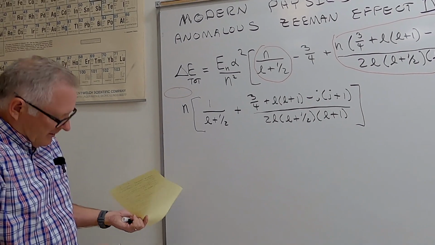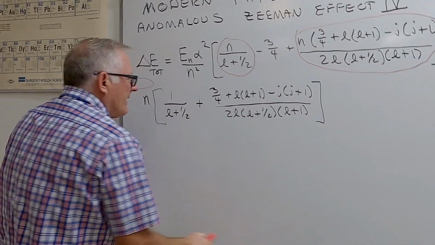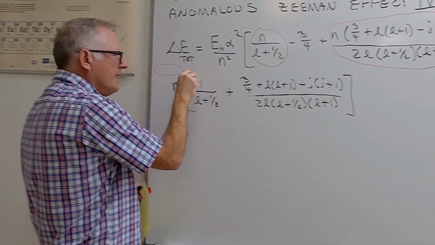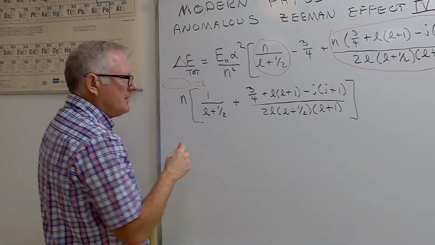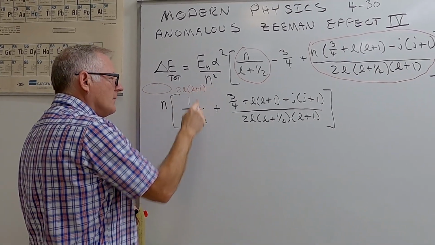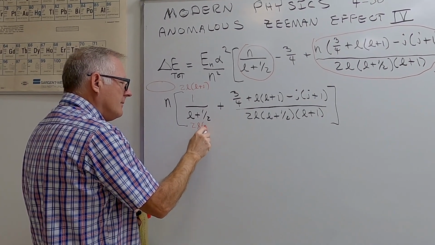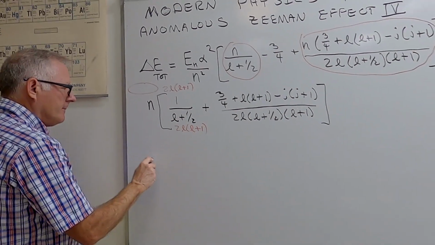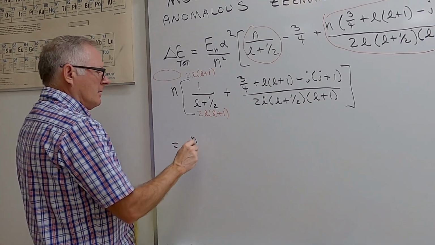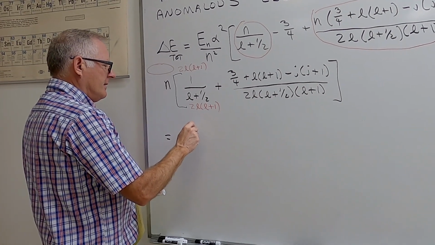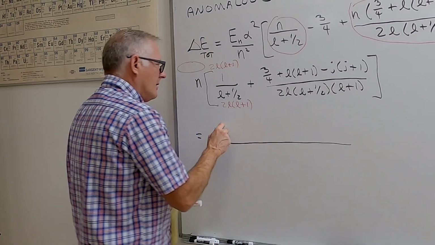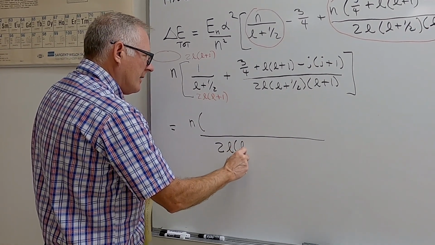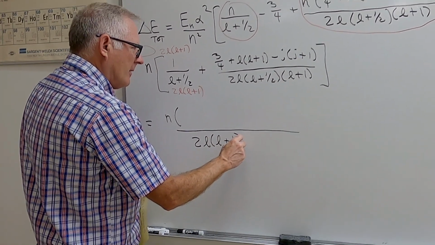Okay, I just want to get a common denominator here. I already have an L plus a half here. So it looks like what I need here is a 2L times L plus 1, and the same in the bottom, 2L times L plus 1. So this gives me n, and then the denominator is all a constant, right? They're both the same. It's 2L times L plus 1 times L plus a half.